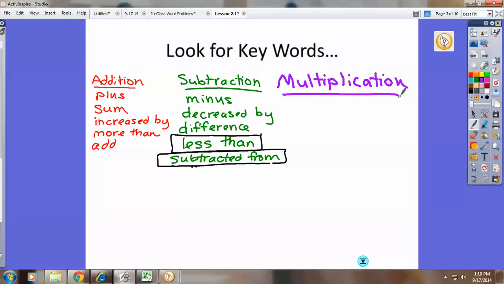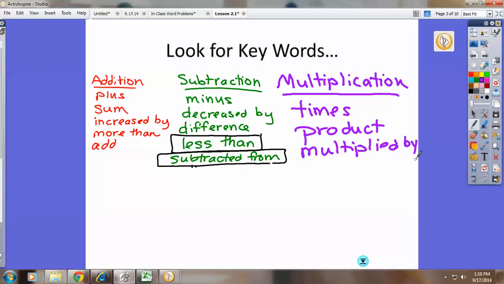All right, multiplication is next. What words mean that we're going to multiply? Times. Okay, times. What else? Product. Product, good. Times, products. How about multiplied by? And there's one more. It's a really short word. Of. Very good.